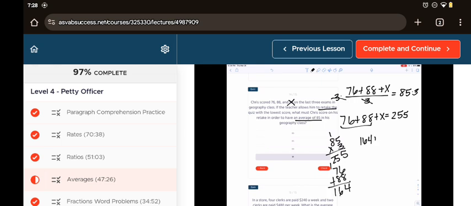So we have 164 plus x is equal to 255. I'm going to subtract 164 on both sides because this is added to the x, and we want to get the x by itself, so we do the opposite. And whatever we do to one side of the equal sign, we have to do to the other.